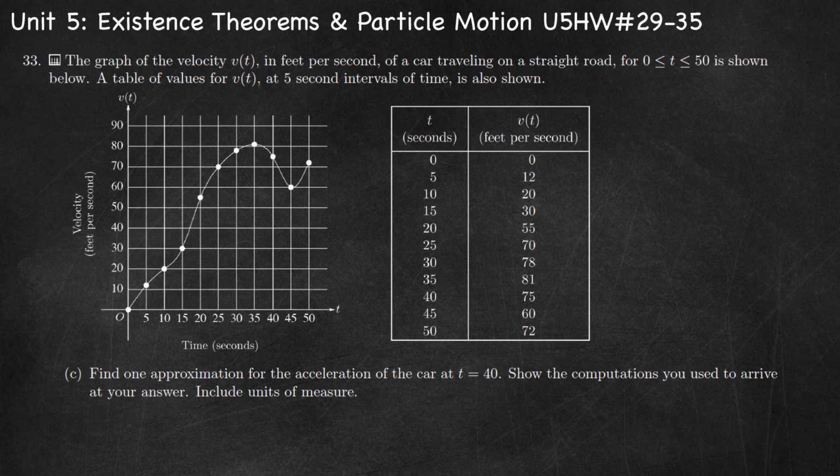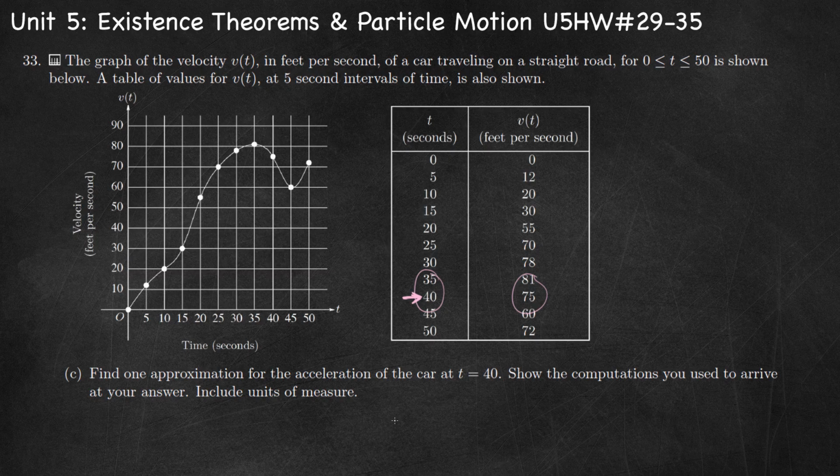Part C, find one approximation for the acceleration of the car at t equals 40. So we know the velocity at 40 is 75, but we want to estimate the acceleration at that time. So we can use the closest two surrounding points, finding the slope at those two endpoints, and that will give us the average rate of change in my velocity, which is average acceleration.